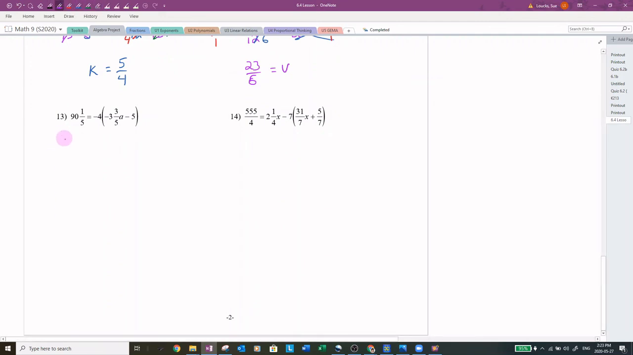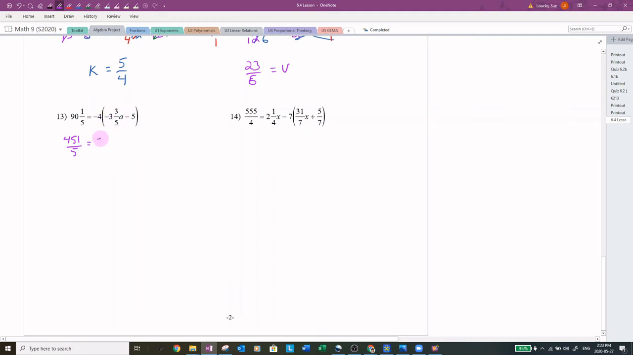I'm going to change this to an improper fraction. So this becomes 451 over 5. And again, I could have divided both sides by 4, but when there's a fraction, I really don't want to do that. So I'm not going to do that.